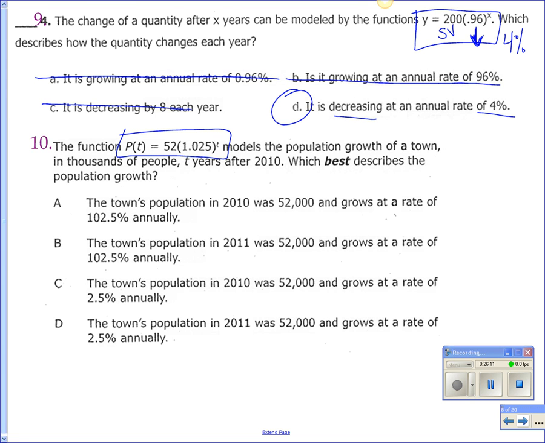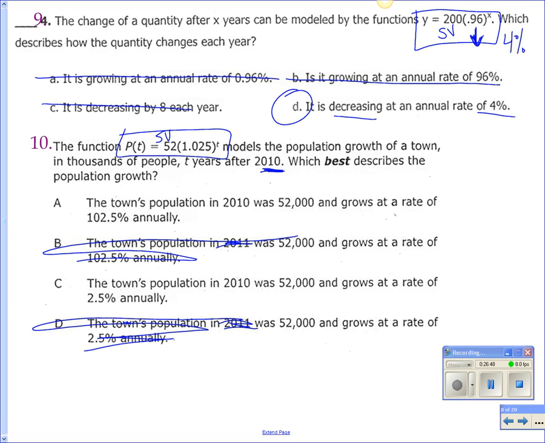Number 10, the function P of T equals 52 times 1.025 to the T models the population growth of a town in thousands of people T years after 2010. Which best describes the population growth? Zaria, what is the 52? Starting value. Guys, which answers can I mark out about the starting value? B and D. Why? Because they say 2011, and what year did it start in? 2010. So you can mark out B and D because they say 2011.